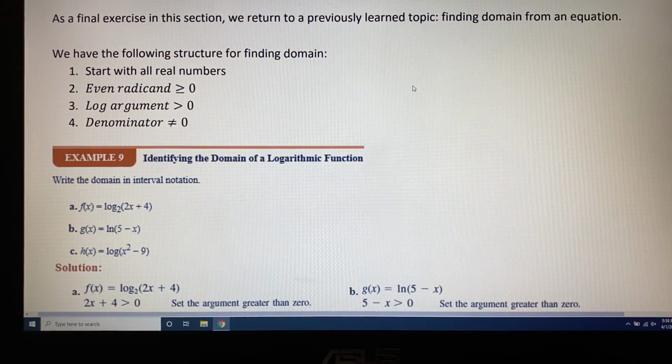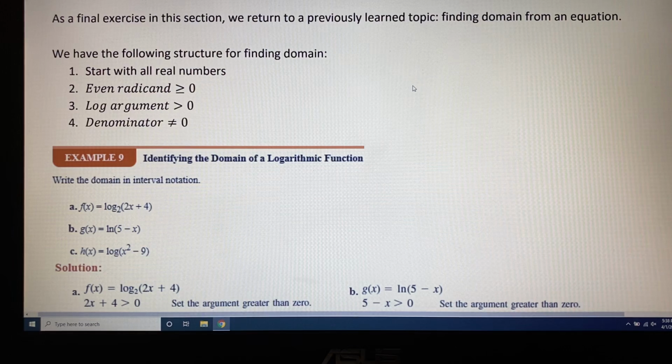Please open in your learning workbook to page 202 and read along as we learn together. As a final exercise in this section, we return to a previously learned topic, finding domain from an equation. By now, I hope you know the following structure for finding domain.